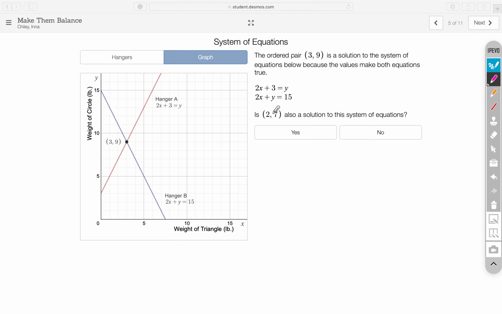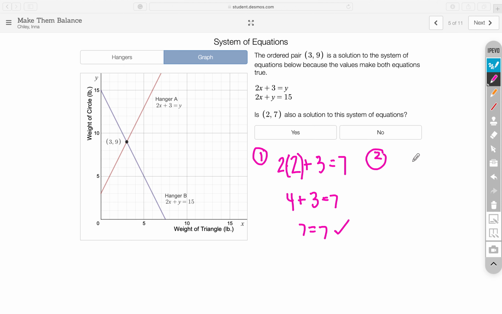Let's try plugging in 2, 7 into the equations and see if they are equal. If I plug in 2, 7 into the top equation, I get 2 times 2 plus 3 is equal to 7. 2 times 2 is 4, plus 3 is equal to 7. 7 is equal to 7. So this one is equal.